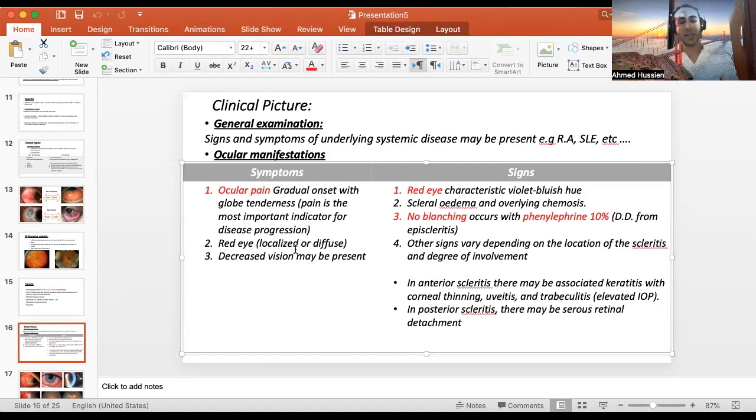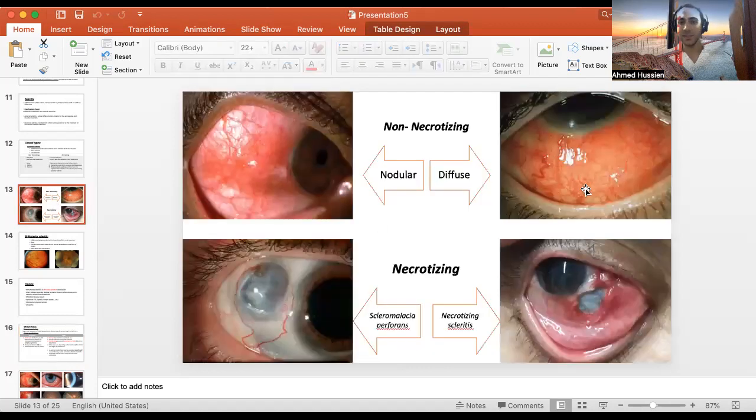Another thing is the red eye, which can be localized or diffuse, and decreased vision may be present, especially in posterior scleritis. Signs: red eye with characteristic violet or violet-bluish hue. Why? Because the affected vessels lie deep in the sclera. That's why it doesn't have a bright pink color. However, it has what's called a violet-bluish hue because of the congestion of these vessels in the sclera. You can see here some sort of violet-bluish hue of these affected vessels.